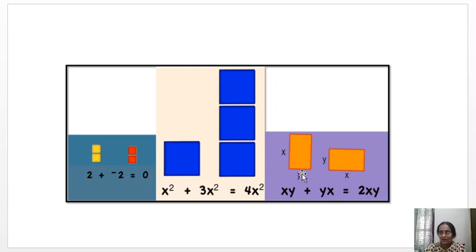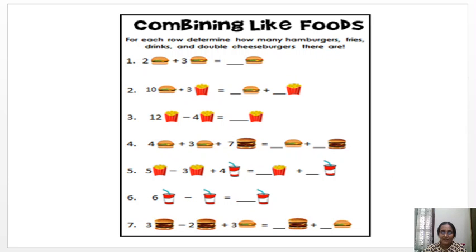There is rectangle xy, and it is vertical here but horizontal there. It is the same rectangle. You can add up. They are like terms and you will get the answer as 2 rectangle shapes. When we write algebraic terms, it is 2xy. I hope you are clear to add like terms here.